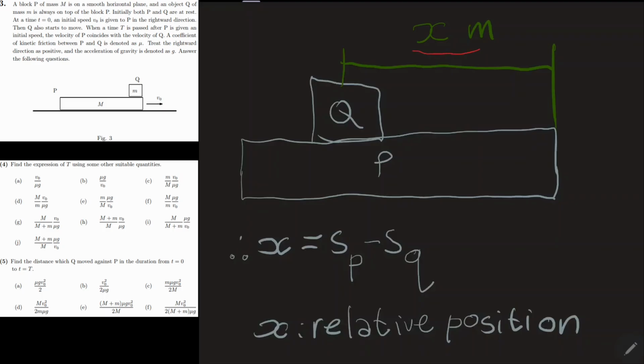Previously, we found that this distance 5 was the distance traveled by P minus the distance traveled by Q. Now, instead of the exact number 5, we are using the variable x. This x value, which is the relative position of Q against P, is equal to the distance traveled by P minus the distance traveled by Q. So we now have this equation to find the relative position, which is what the question is asking for.